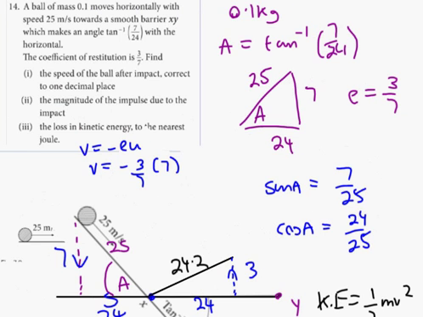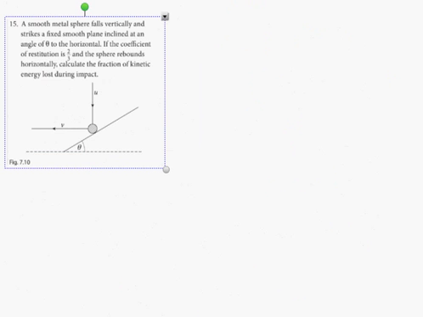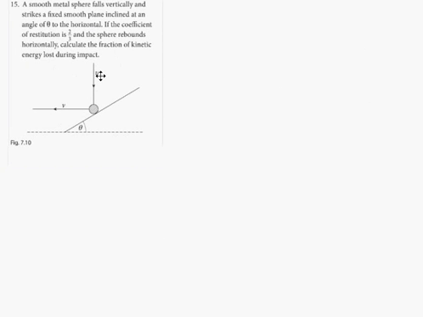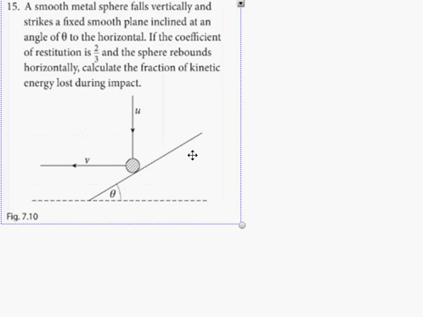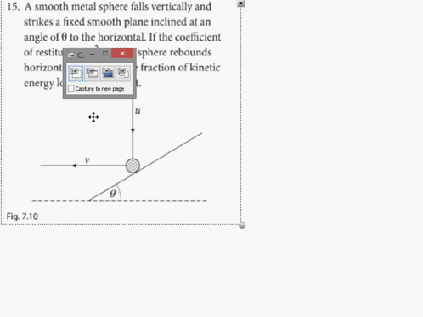Now, number 25. Smooth metal sphere falls vertically and strikes a smooth plane inclined at an angle θ to the horizontal. Coefficient of restitution is 2/3 and the sphere rebounds horizontally. Calculate the fraction of kinetic energy lost during impact. Okay, that's a difficult question, to be honest. Probably as difficult as you'll get in this exercise.